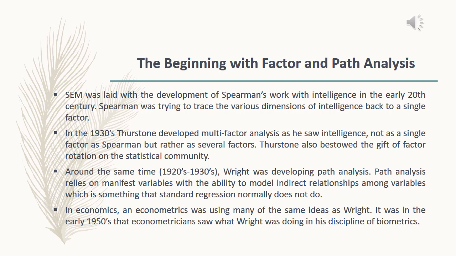History of SEM. SEM was laid with the development of Spearman's work in the early 20th century. He was trying to trace the various dimensions of intelligence back to a single factor. In the 1930s, Thurstone developed multi-factor analysis and bestowed the gift of factor rotation on the statistical community. Around the same time, in the 1920s-1930s, Wright developed path analysis, which relies on manifest variables with the ability to model indirect relationships among variables. In addition, in the 1950s econometricians saw what Wright was doing and the SEM evolved.